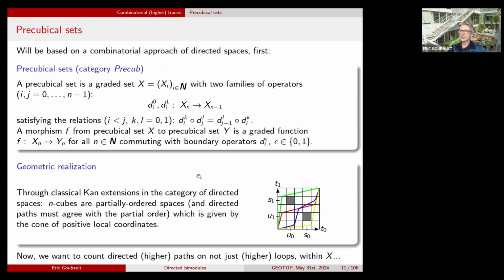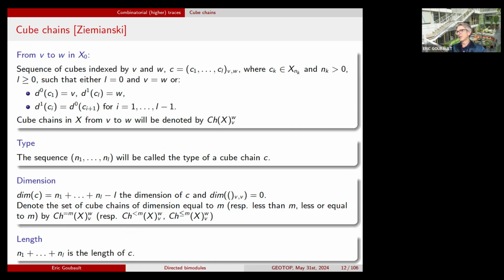You have a geometric realization, as a classical Kan extension, where you represent each abstract n-cell by a concrete n-dimensional cube, the unit cube, for instance, in R^n, right? And these are just glued together, respecting the order given by the different boundary maps, okay? But now we want to count directed paths and higher paths, not just loops, right? We don't always have interesting directed loops, and that will be based on the construction by Krzysztof Ziemiański.